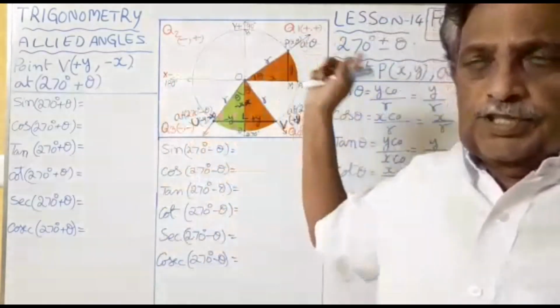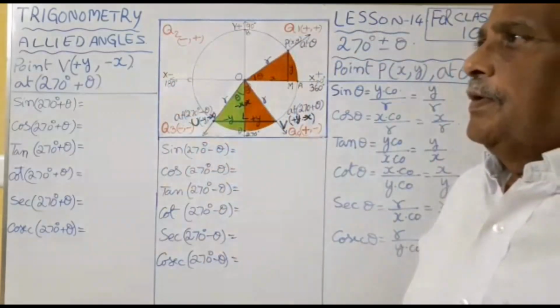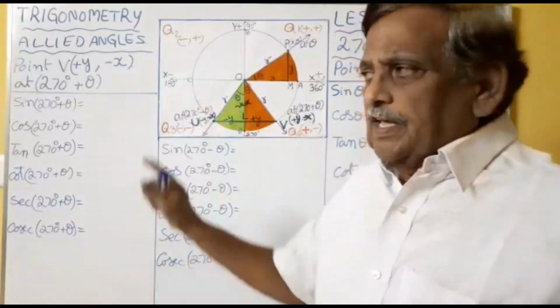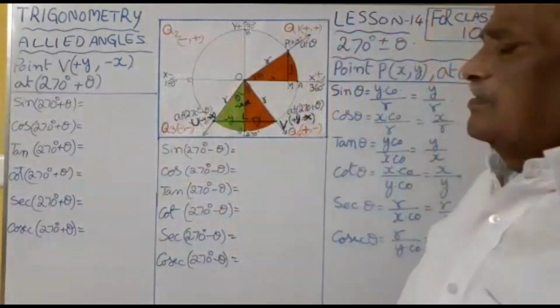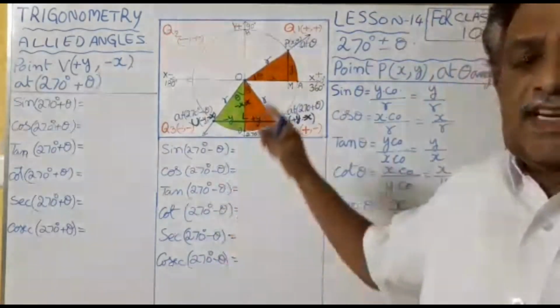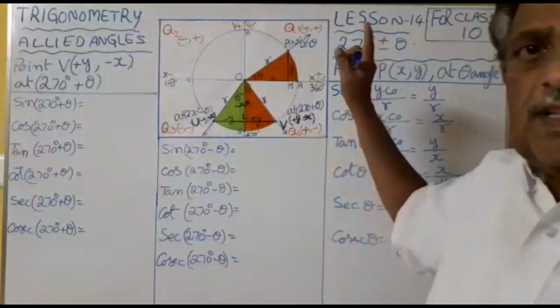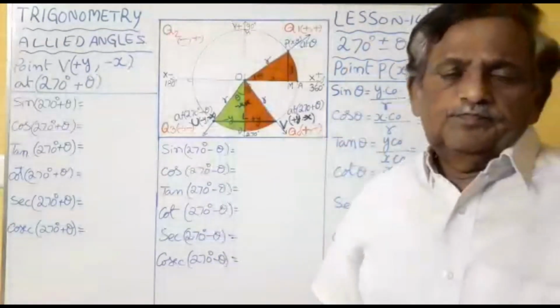Trigonometry, lesson 14, allied angles of theta. Today, the lesson is trigonometrical ratios of the allied angles 270 plus or minus theta.